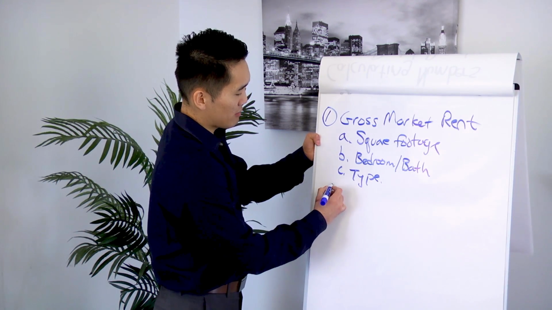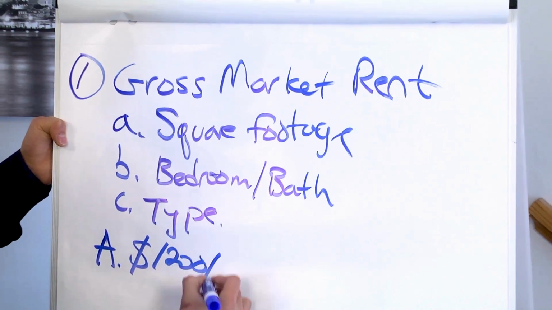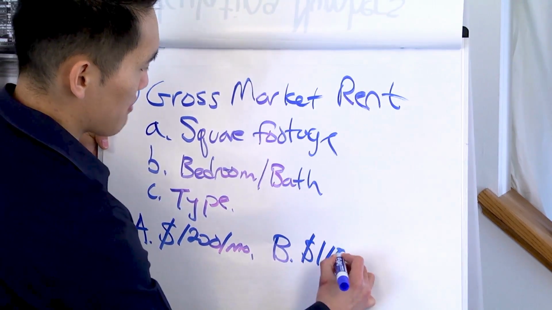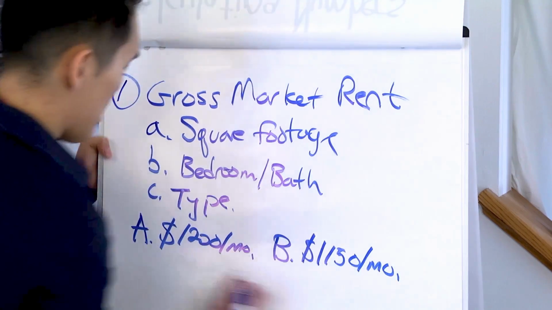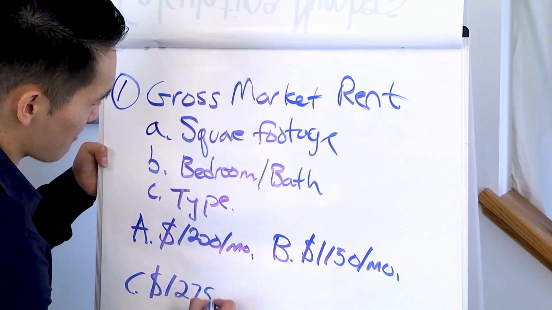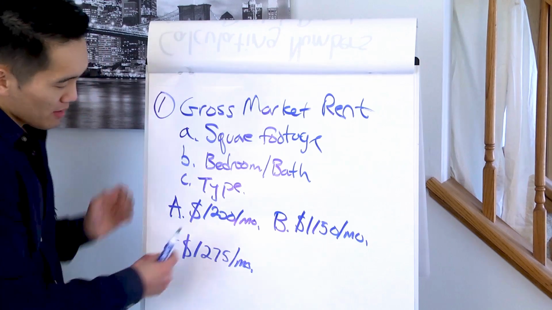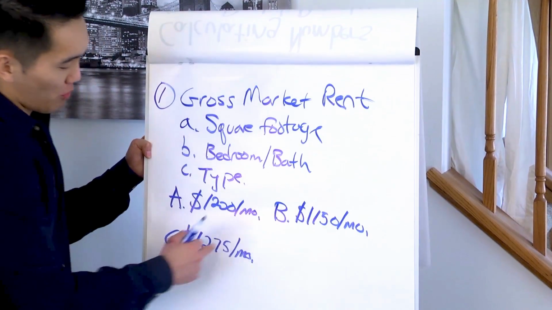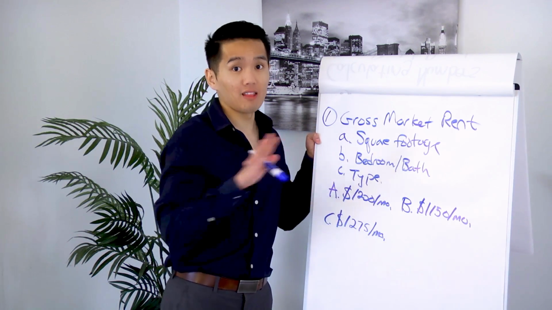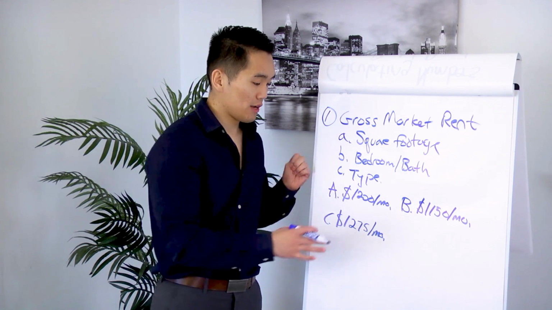Let's say rental unit A is $1,200 a month. Rental unit B, let's say, is $1,150 a month. And rental unit C is, let's say, $1,275 a month. Now, one of the things you should pay attention to: I know $1,200, $1,150, and $1,275 are not very big differences, but it matters a lot. A $25 difference is a huge difference when it comes to your rental rate.